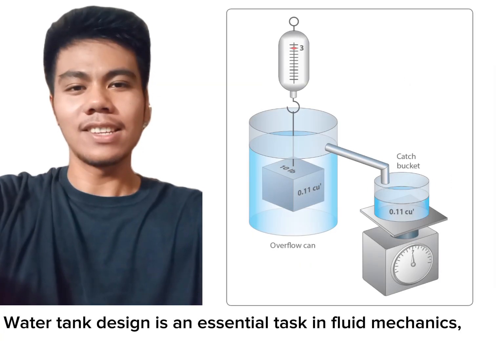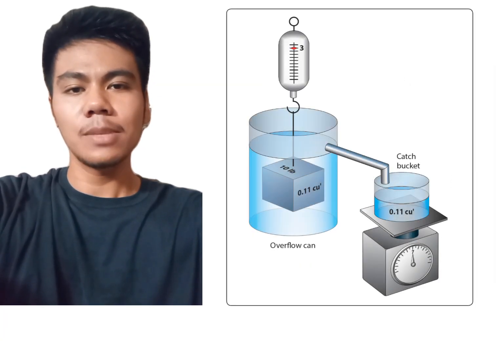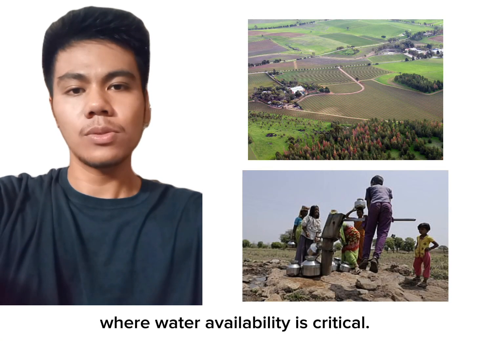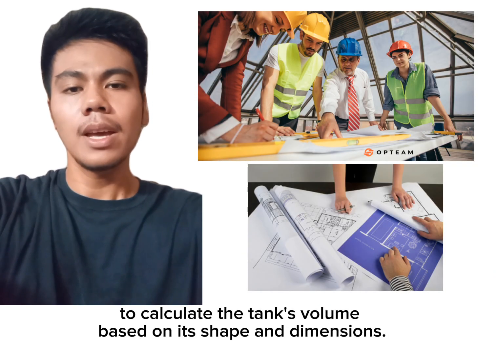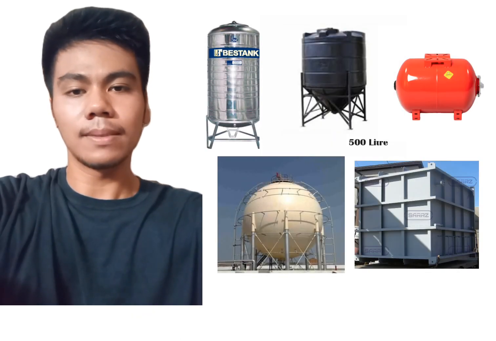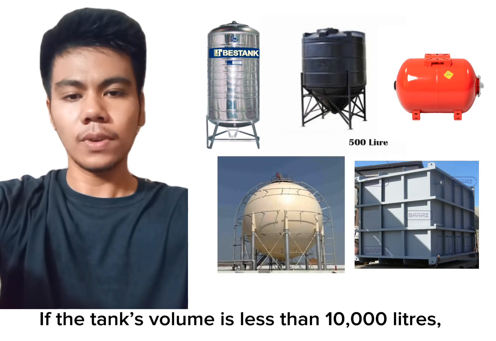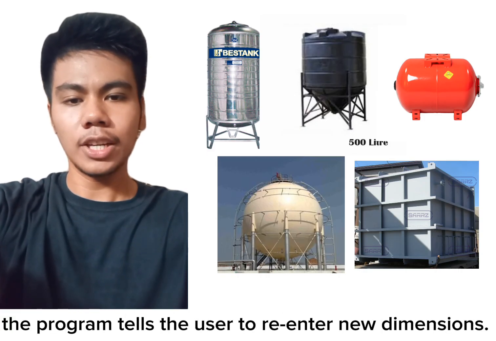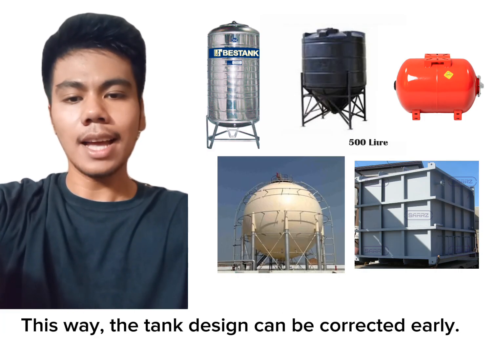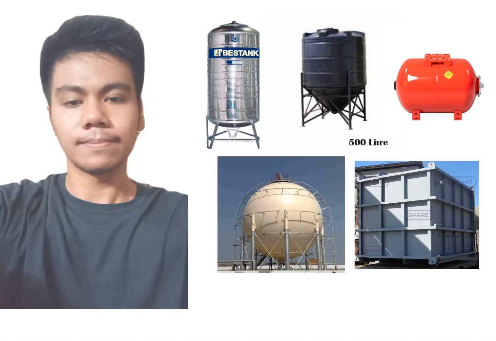Water tank design is an essential task in fluid mechanics, especially for rural or emergency areas where water availability is critical. Our C++ program helps engineers and planners calculate the tank's volume based on its shape and dimension. If the tank's volume is less than 10,000 liters, the program tells the user to re-enter new dimensions. This way, the tank design can be corrected early.